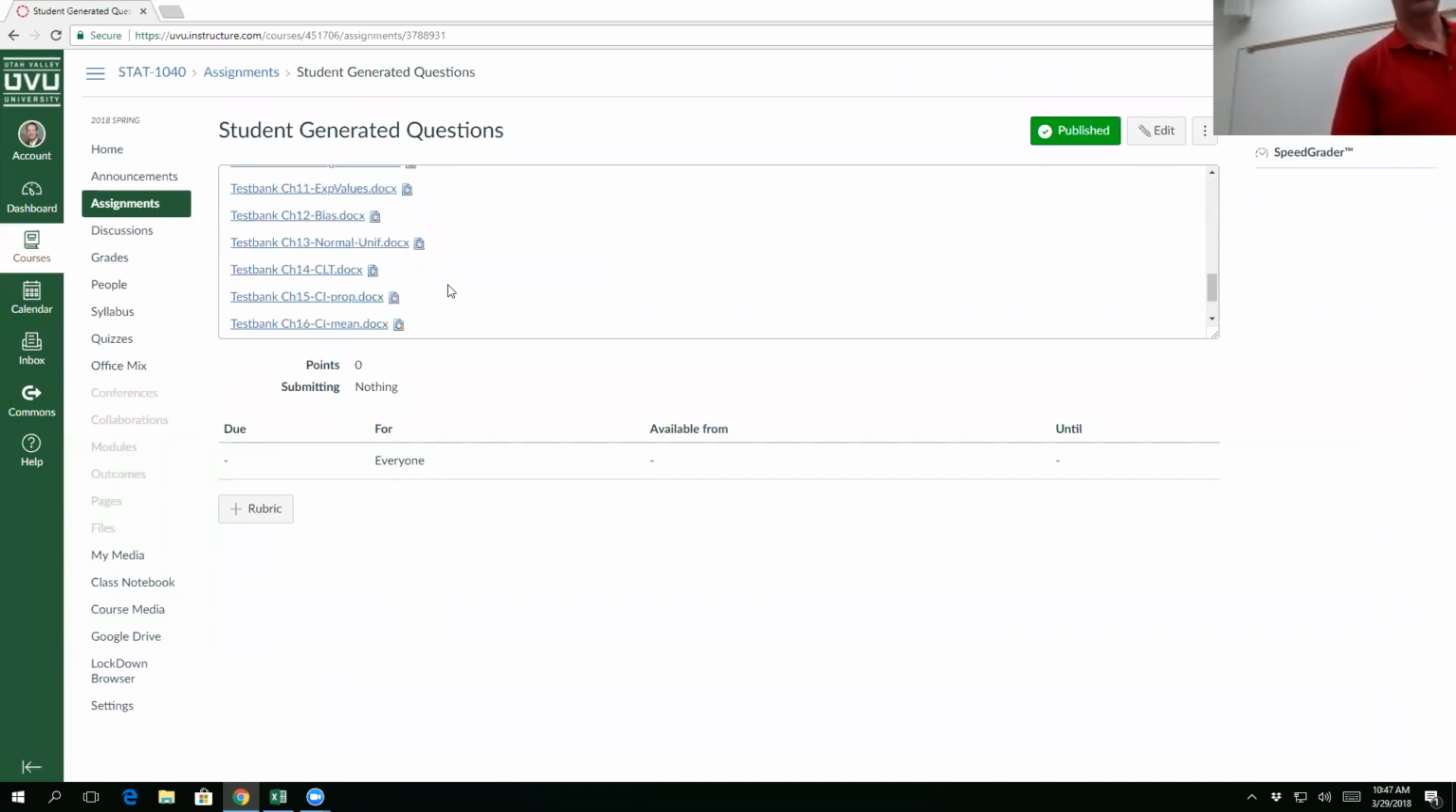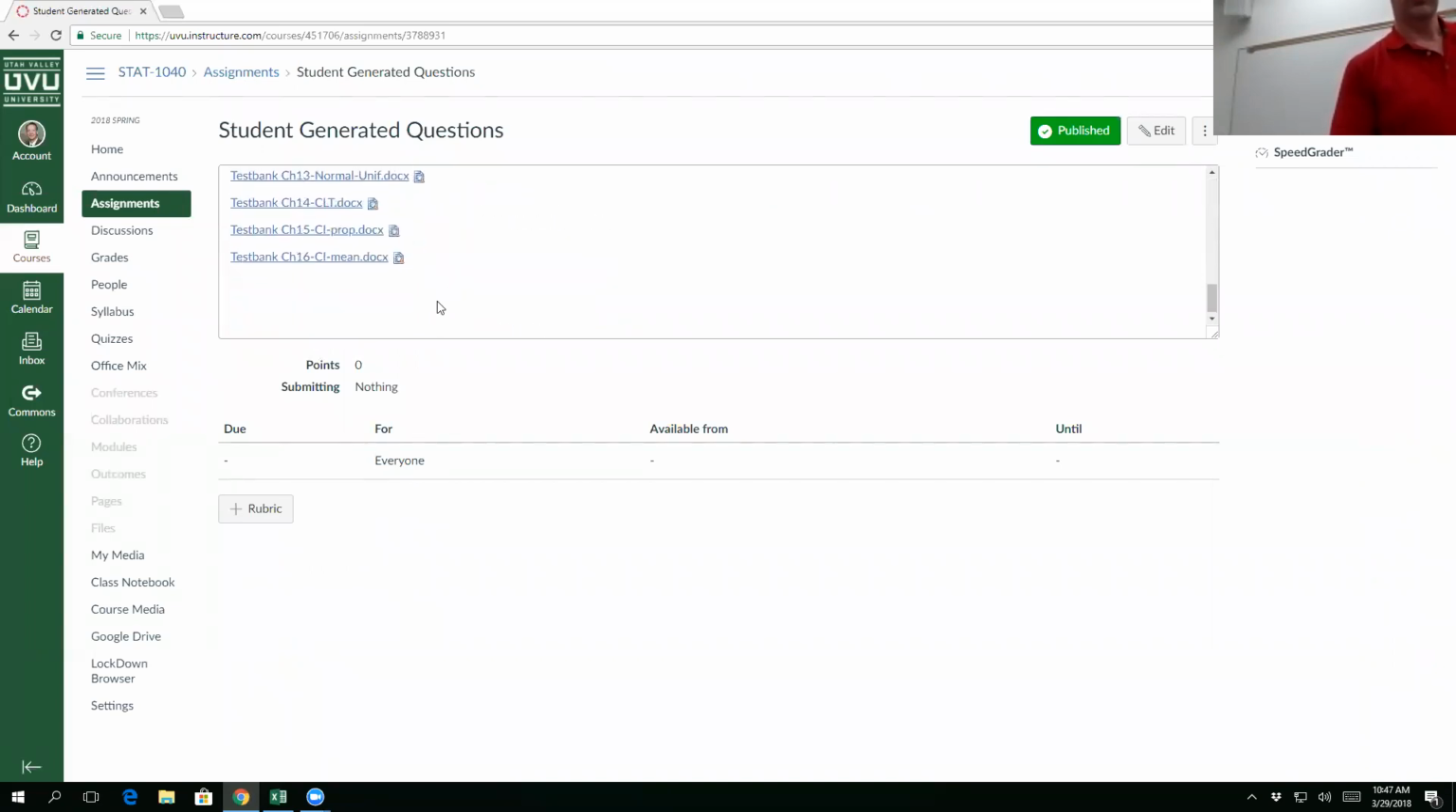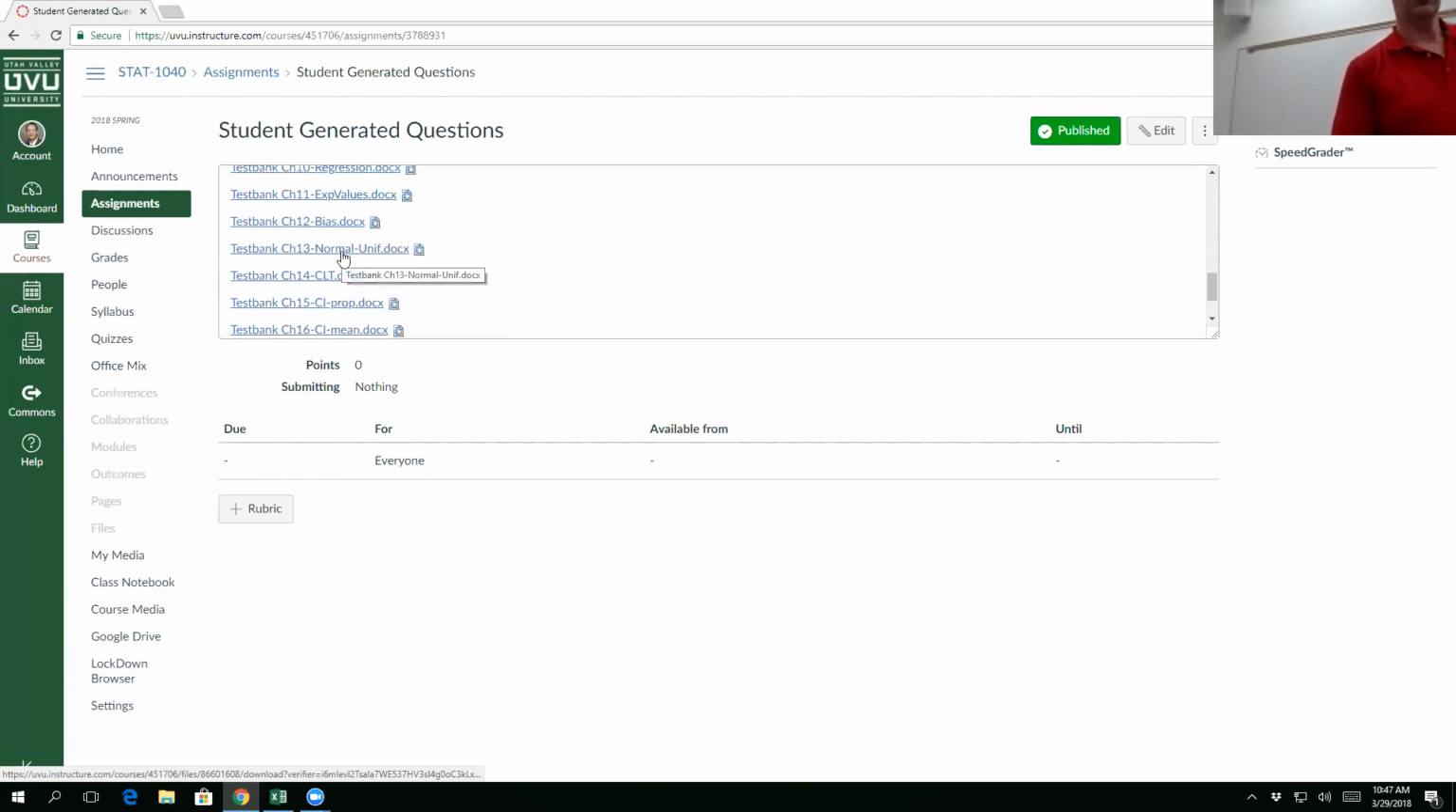So here we've got them all: the normal and uniform questions, the central limit theorem, proportions, and mean. In fact, do you want to do one of these student questions or one out of my book? One out of the book? These are going to be on the test, so let's do these ones.